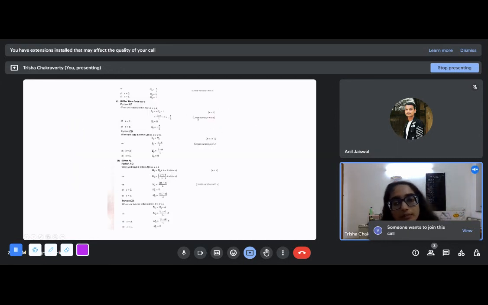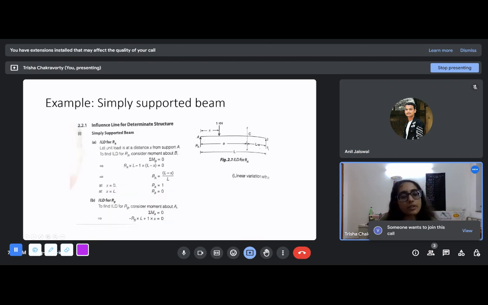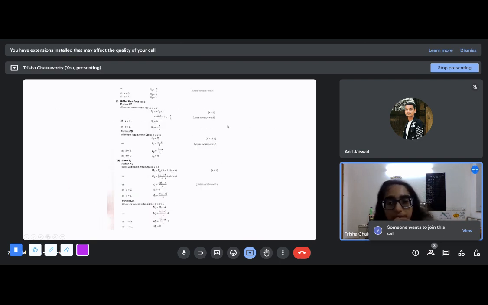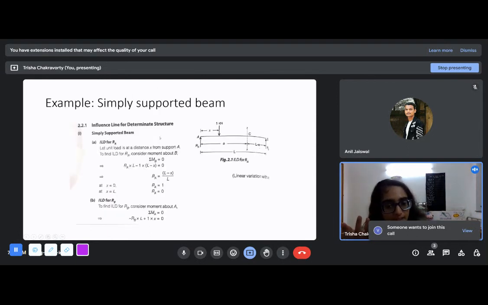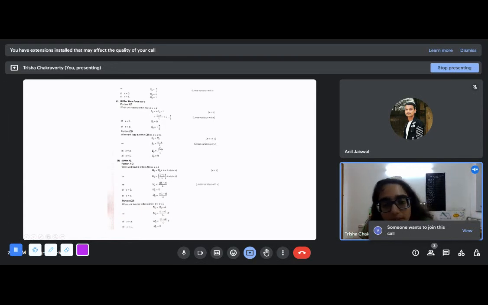And when this is what it is, Sx is Ra minus 1, and Ra we already found out is (L minus X) by L. So Sc is minus X by L. And when it is in portion CB, if you come from the left side, you can see that SC is simply equal to RA, because when this load is in this position, if you come from the left side, you only encounter RA in the upward direction, nothing else. So it is (L minus X) by L.